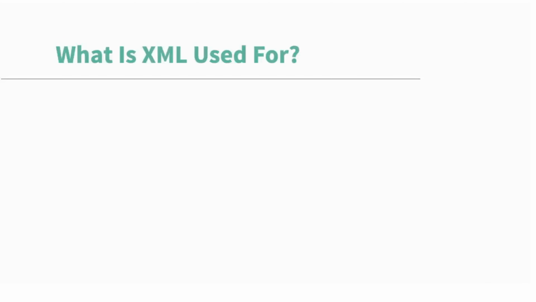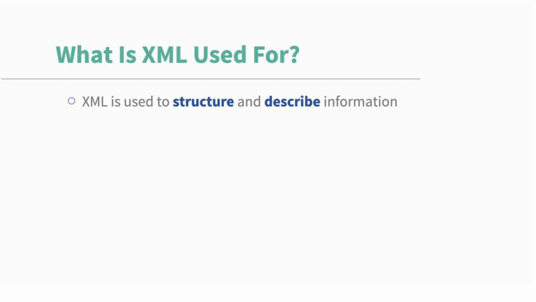Now let's talk a little bit about what XML is used for. XML is used to structure and describe information. And if you get very little else out of this course, remember this sentence right here. XML's purpose is to take information and apply structure and meaning to it. And we'll see examples of that as we go through the course.